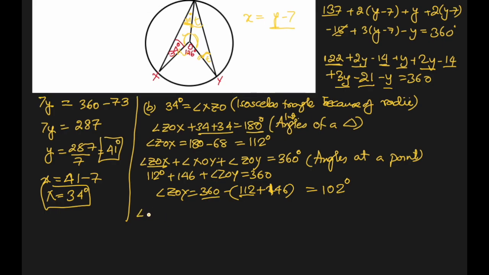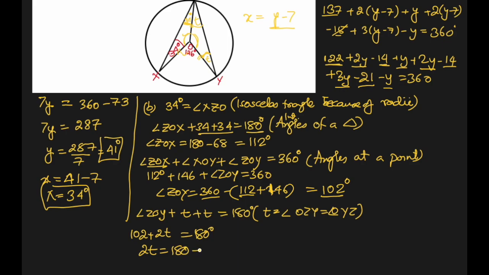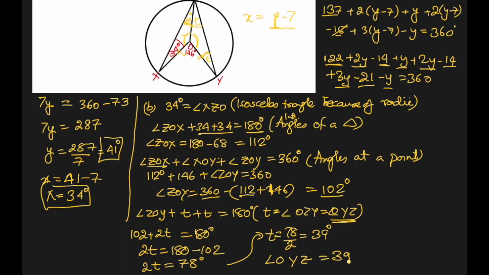Okay, angle ZOY plus 2T equal to 180 degrees, where T equals angle OZY equals OYZ. Okay, and now we can find 2T. ZOY was how much? 102 degrees. So 2T equals 180 minus 102, which is 78 degrees, and we can find T equal to 78 divided by 2, 39 degrees, and that's what they were asking, angle OYZ. Angle OYZ, this was the question, is 39 degrees. This is the solution of question number 11.